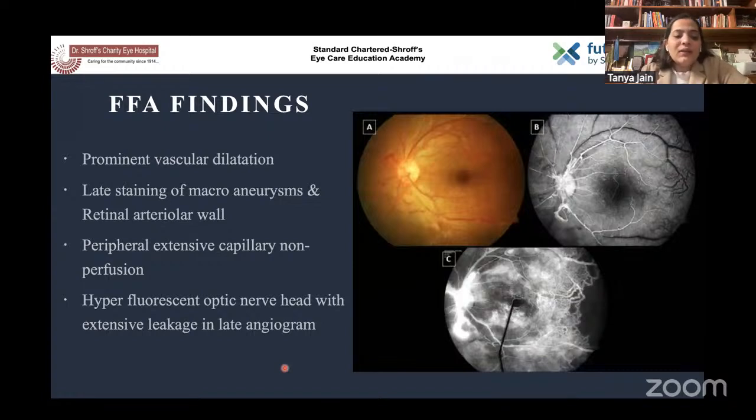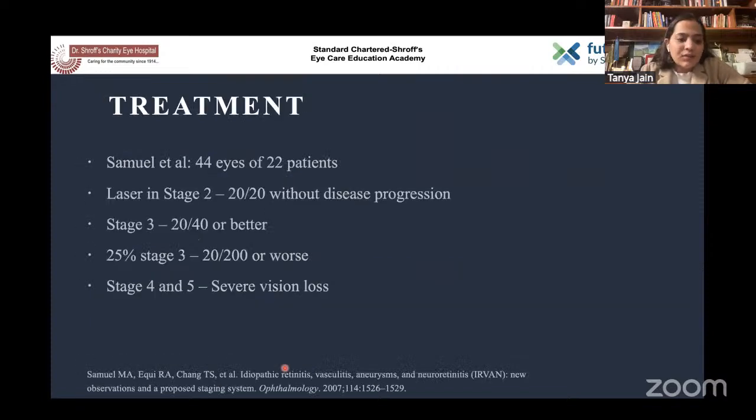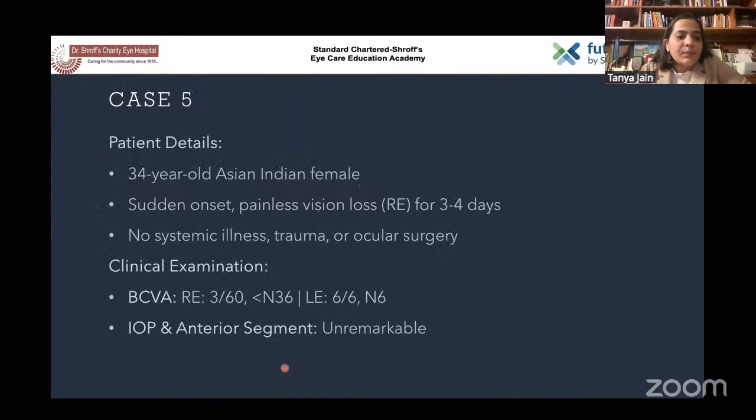On FFA, you will find dilatation, and where these things are the pooling of these aneurysms along with peripheral non-perfusion areas. We need to treat these non-perfusion areas and sometimes give even Ozurdex or anti-VEGF. There are some papers which say that unless you see these NVDs or NVEs, or the ischemic area does not involve more than 2 quadrants, treatment could be withheld. However, in a country like ours, follow-up should not be a dictum.